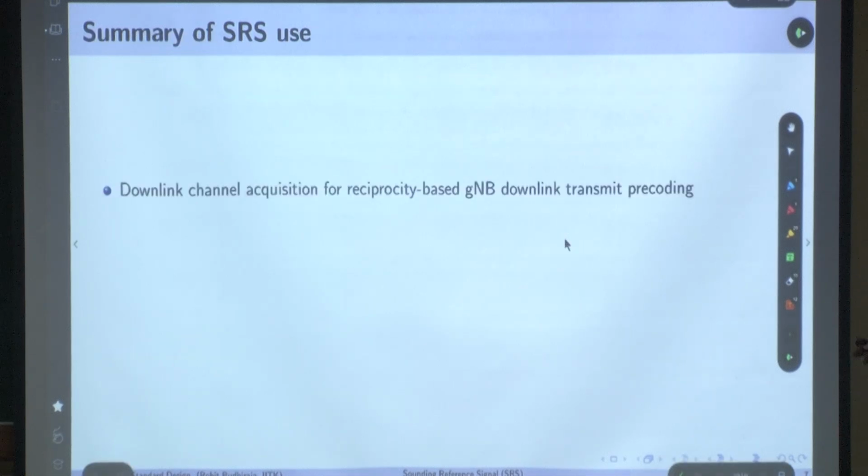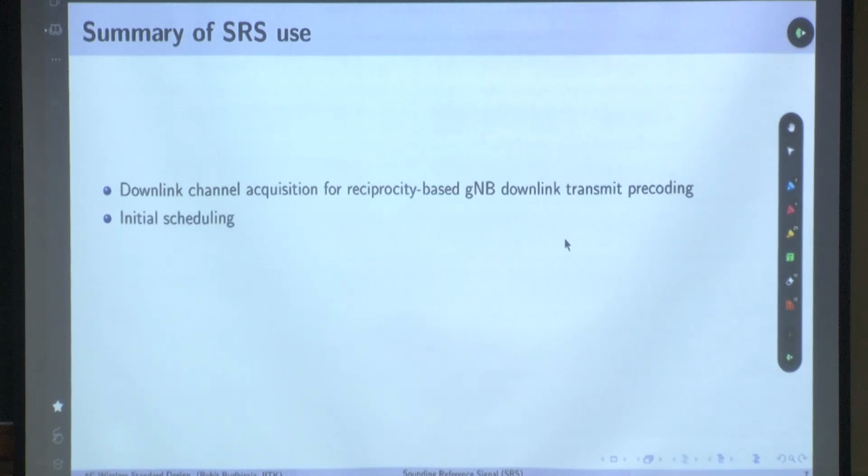There are other examples wherein SRS are used. Now this is the example which we have been discussing in our class: downlink channel acquisition, assuming TDD reciprocity. There are other uses of SRS which we have not discussed.